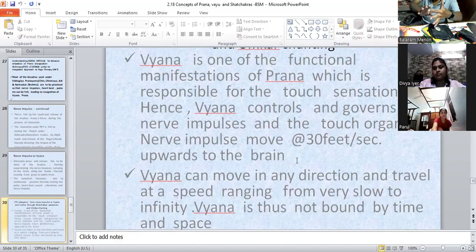The nerve impulse: when you touch a finger here, that is a nerve impulse. Just because you have touched the finger, the nerve is getting activated. In the same way, the impulse which is felt now, this much.